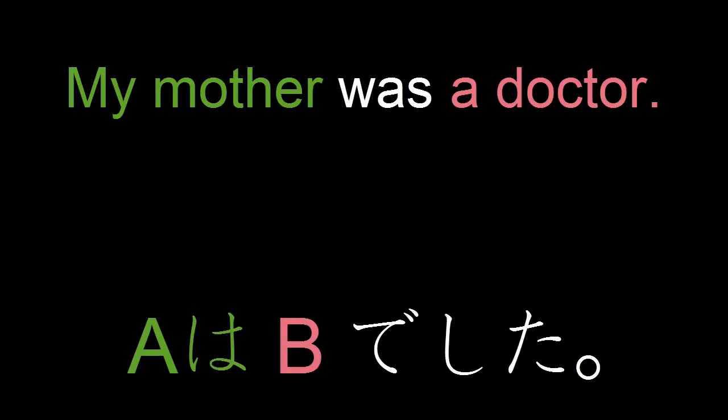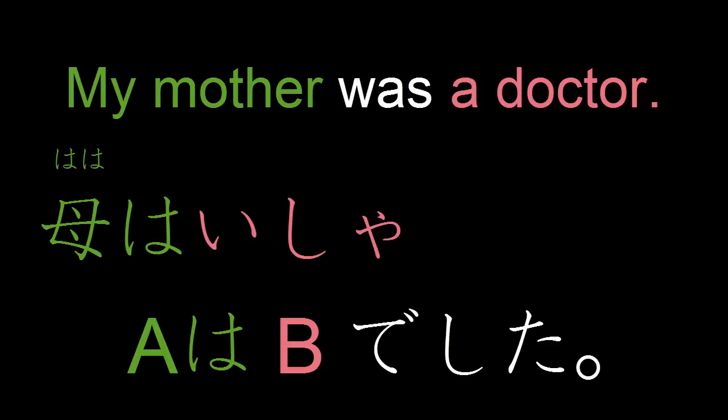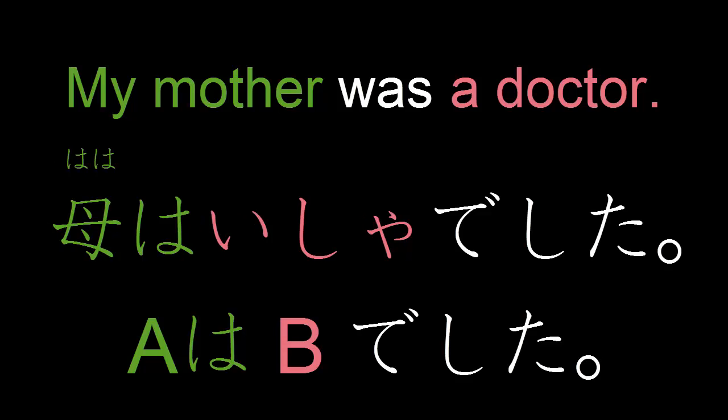Now we're going to see if we can make that sentence into the past tense. In other words, my mother was a doctor, which is the A was B sentence pattern. In Japanese, that's A wa B deshita. So we replace the A portion with my mother, that's haha. Follow it with topic particle wa, because that's the topic of our sentence. So we start with haha wa. Then we add the information, a doctor, and that's isha. And the end of our sentence is already there for us, deshita. Haha wa isha deshita. My mother was a doctor.